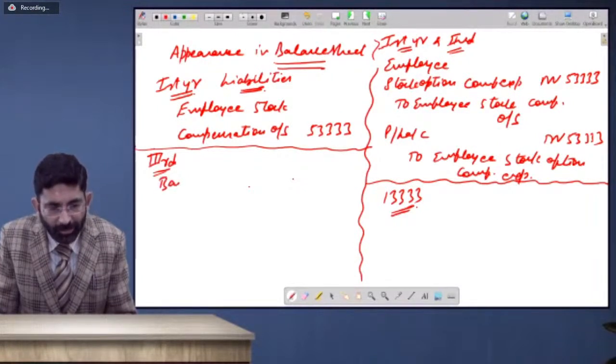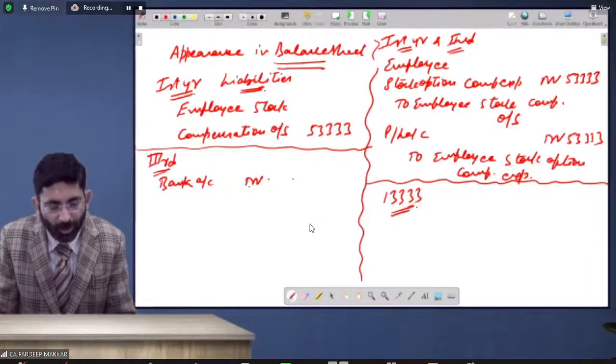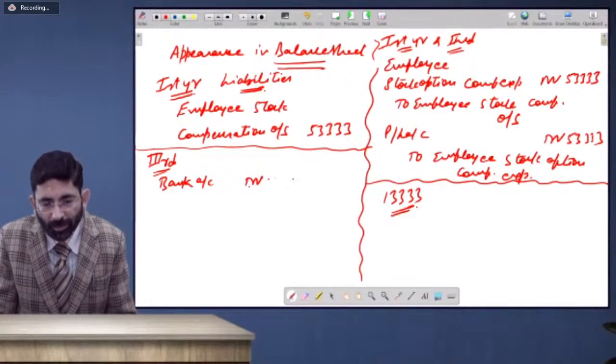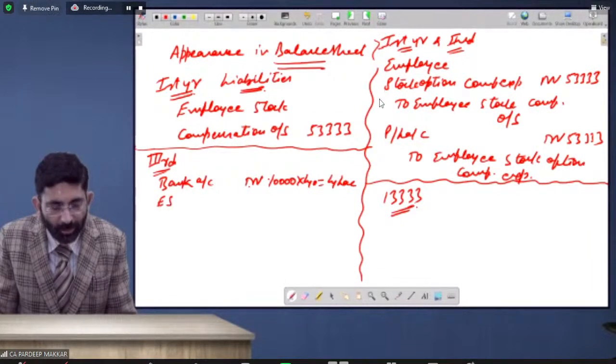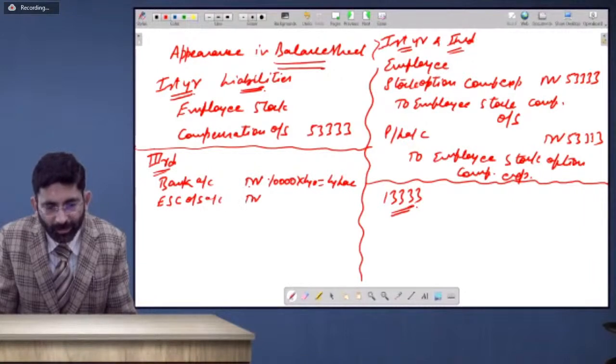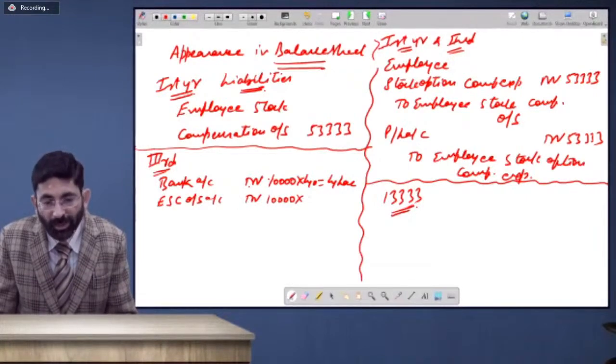Bank account debit. When the shares are actually issued, options are actually issued to our employees, bank account debit, the price at which it will be issued. That is 10,000 into 40, 4 lakh. Employee stock compensation outstanding account debit with 10,000 into the loss which is to be borne by us into 12, 1,20,000.